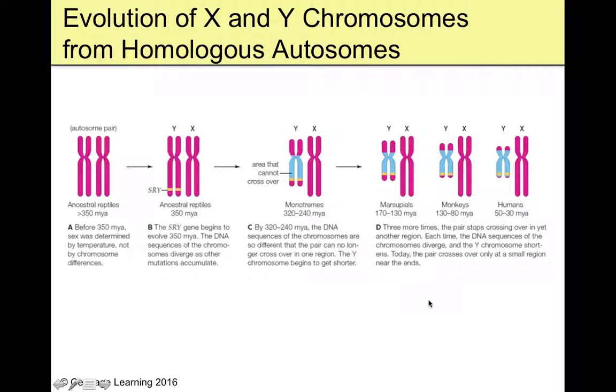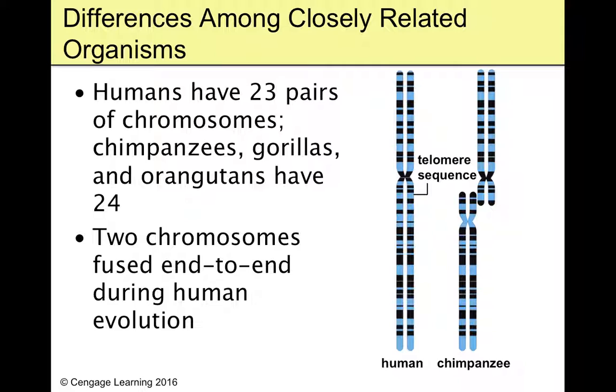I wonder if it's still shortening. Maybe it's still shortening. I wonder what my kiddos' genders will be determined by 100 million years from now. Anyways, there's the idea. Take it for what it's worth. Tiny Y chromosome. Miraculous. Let's look at some differences among some more closely related organisms.